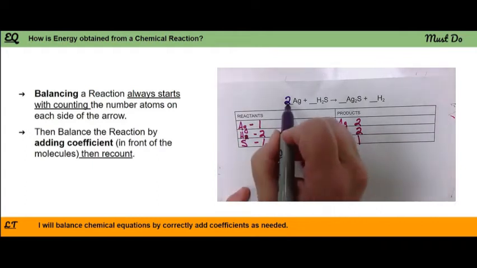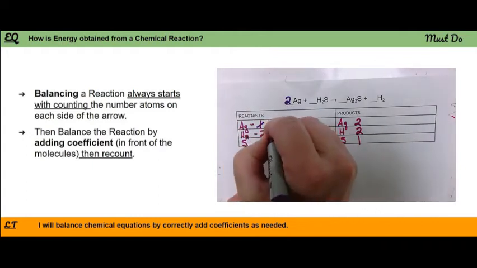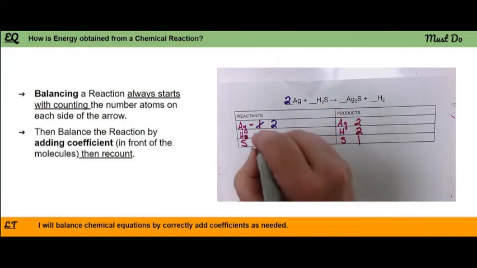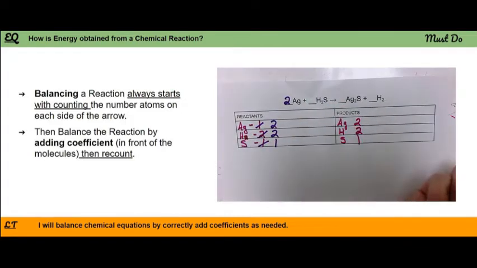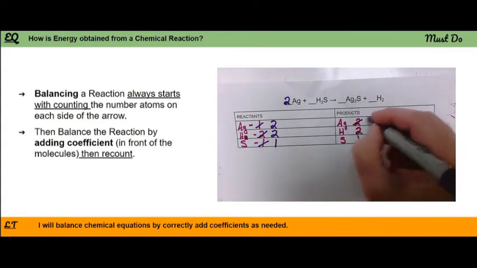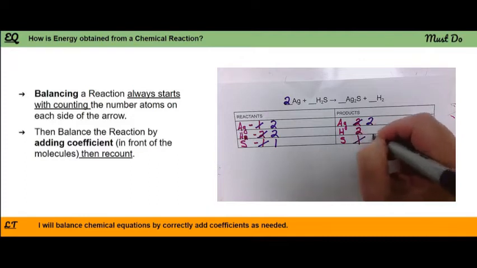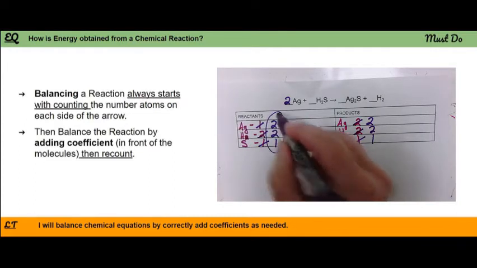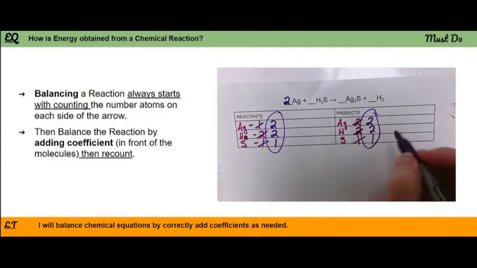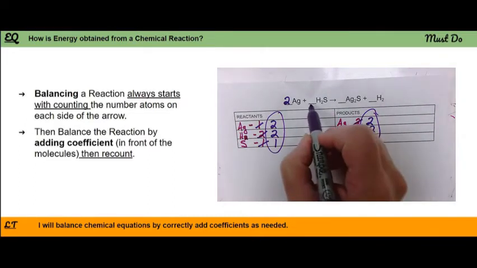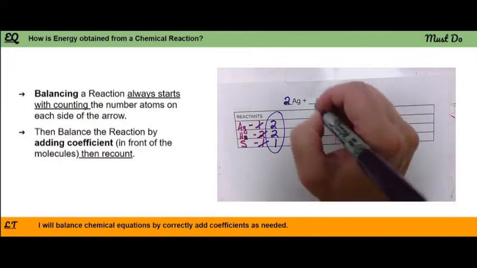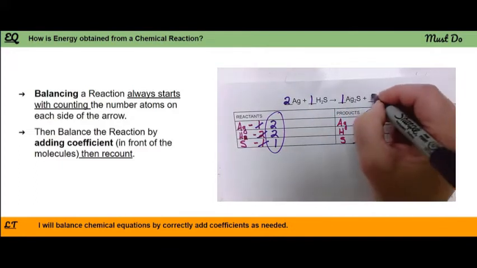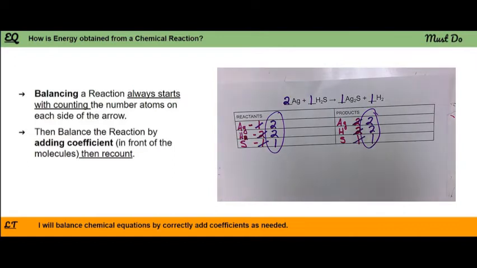recount. So now I have 2 silvers, 2 hydrogens, 1 sulfur. Here I have 2 silvers, 1 sulfur, and 2 hydrogens. So now that our numbers are the same, this is balanced. And remember, in the blanks where there isn't anything, you put a 1. Okay?